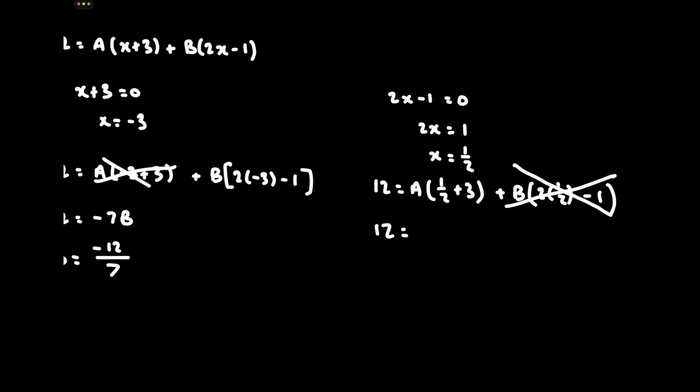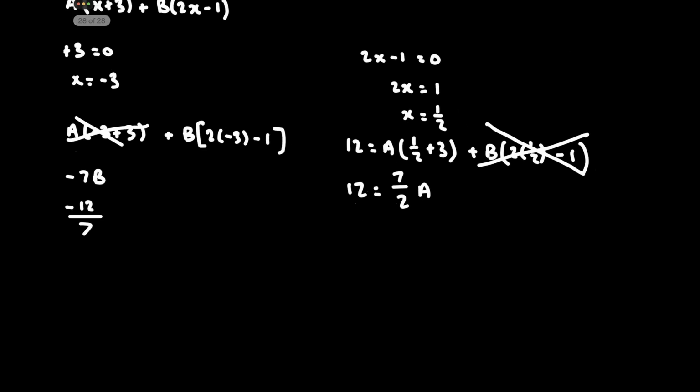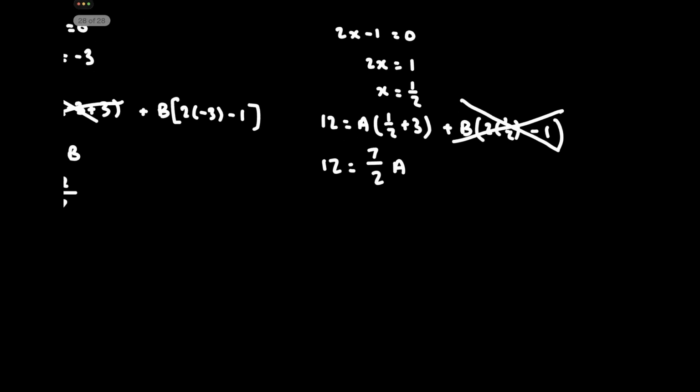So that means 12 is equal to a half plus 3 times a. And a half plus 3 is the same as a half plus 6 on 2. So that's equal to 7 on 2, so 7 on 2 a. And to get rid of the 7 on 2, I can simply times both sides by 2 and then divide by 7. So 24 is equal to 7a. And that means a is equal to 24 divided by 7.